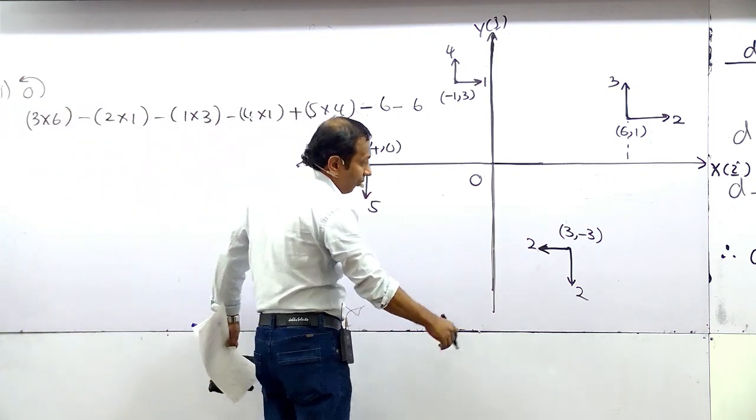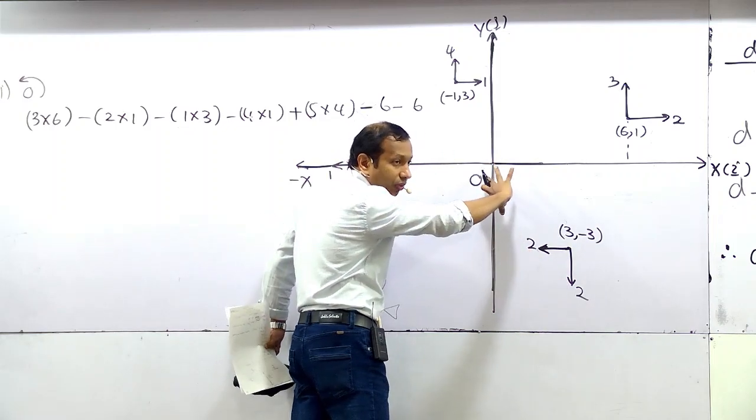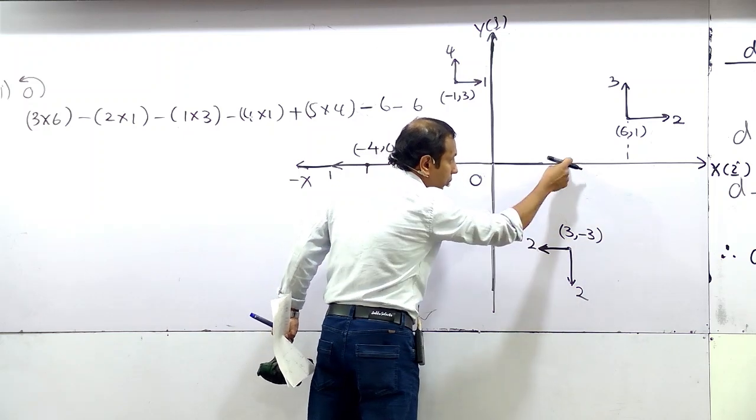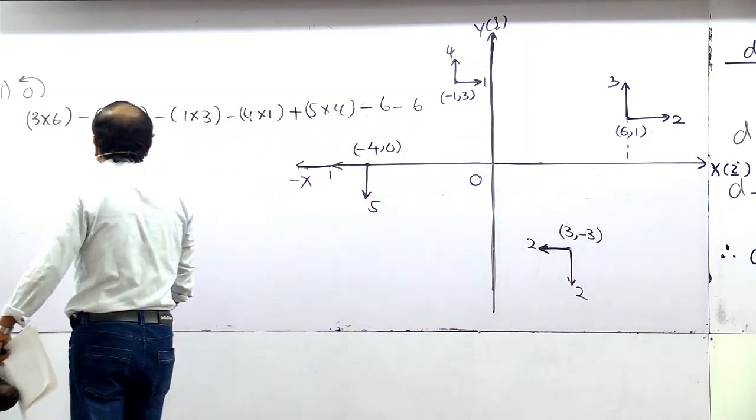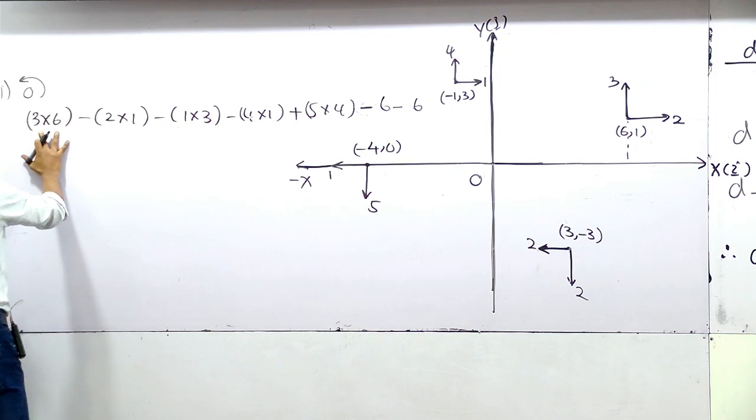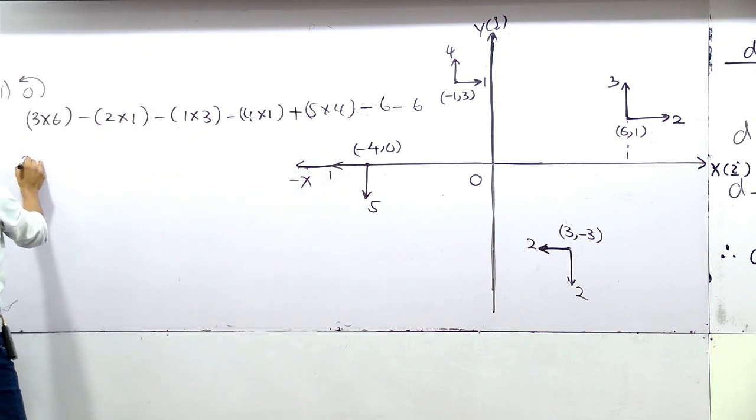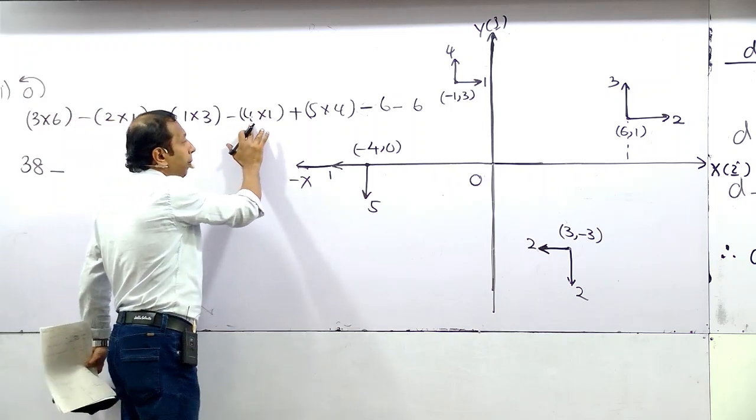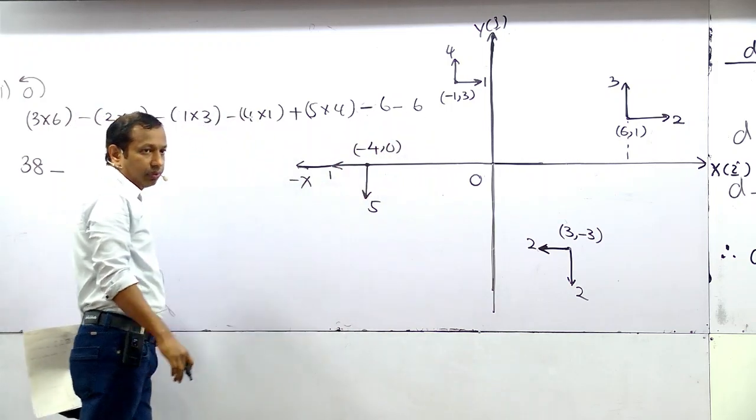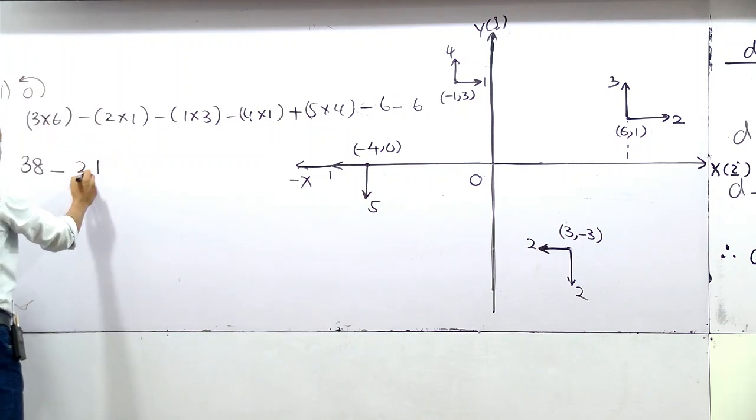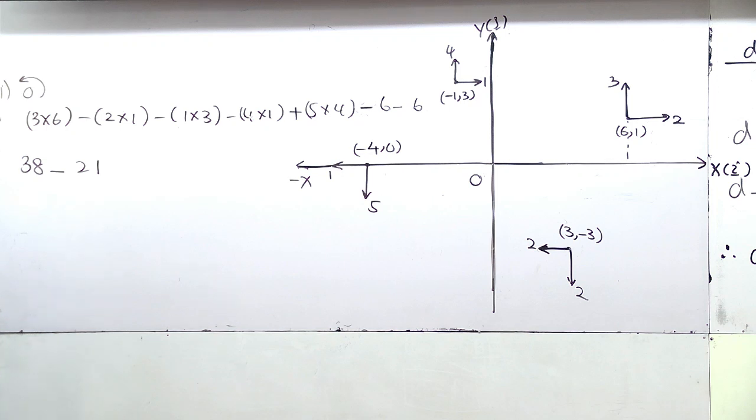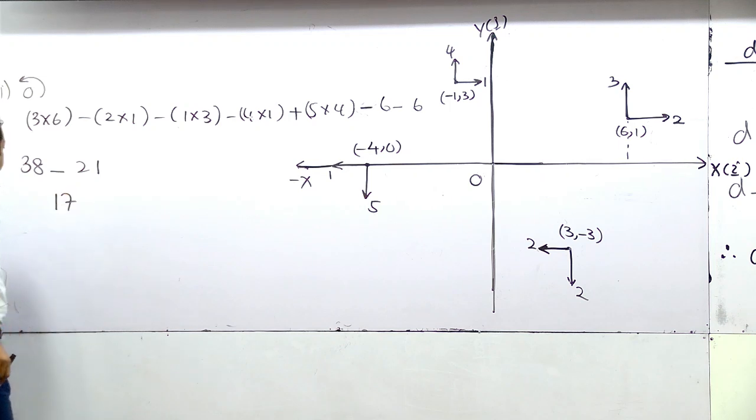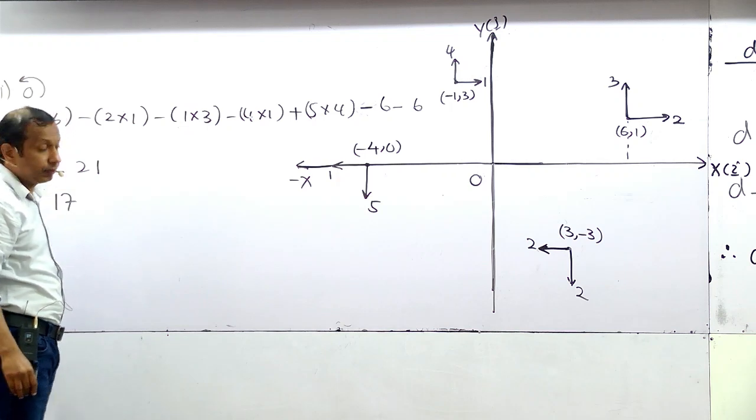Correct, no? These two both will give clockwise moment, right? For this 2, the height is the y coordinate 3. For this 2, this is the x coordinate, right? Tell me here. Here 18, 20, 38. Here 5, 9. Here 12, 21. Correct? Yes. Then what do we get? 38 minus 21 means 17. Correct? 17, yes.